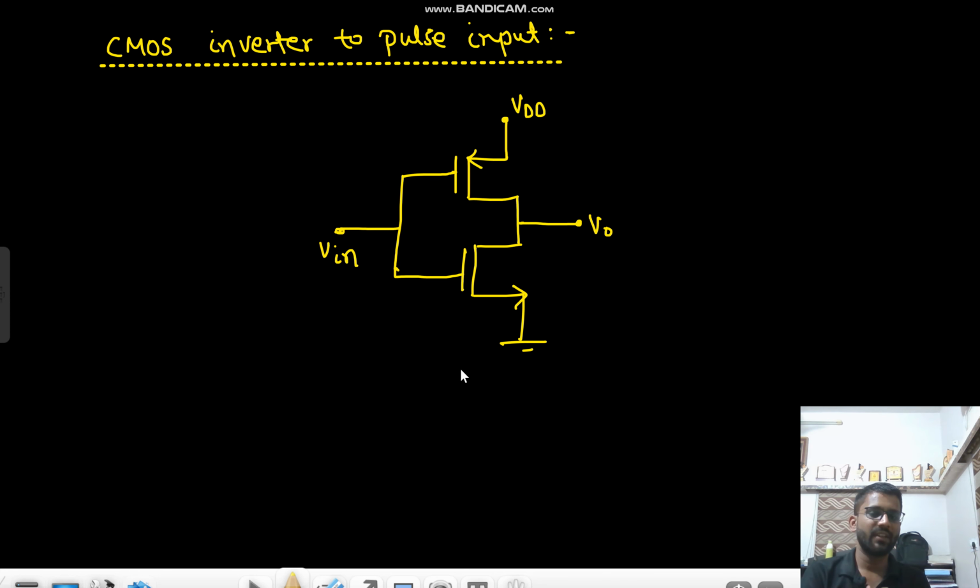So this is the circuitry of CMOS inverter. And what will happen if we interchange the PMOS and NMOS? It will become a buffer. I will upload that video. Okay, no problem, I will upload that video. If we interchange it, what will happen? That we will upload.